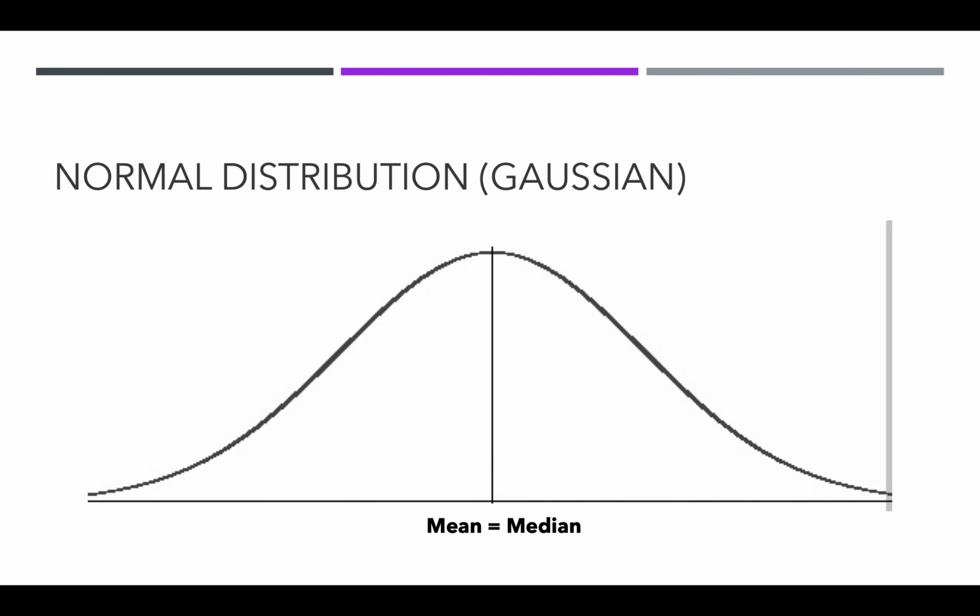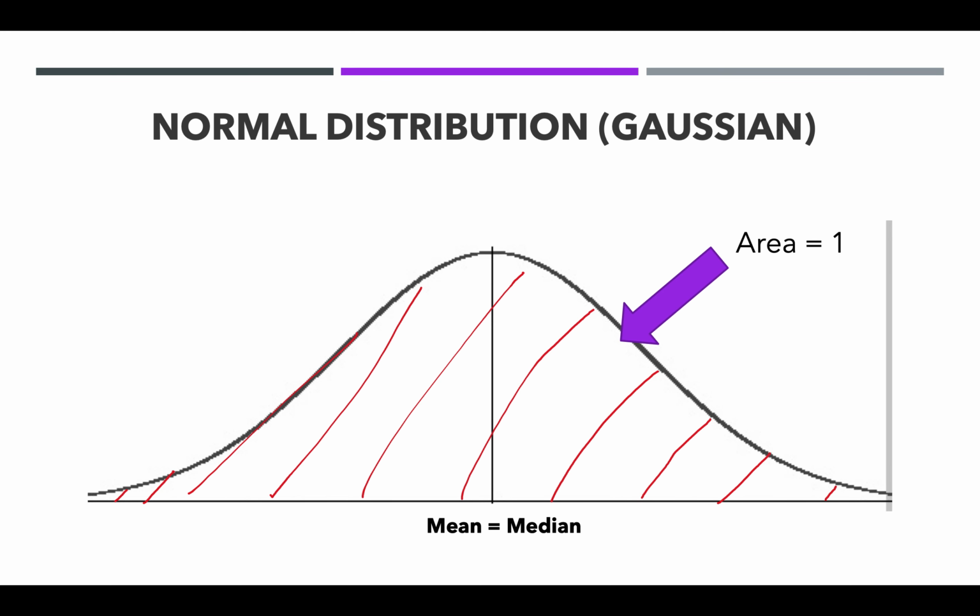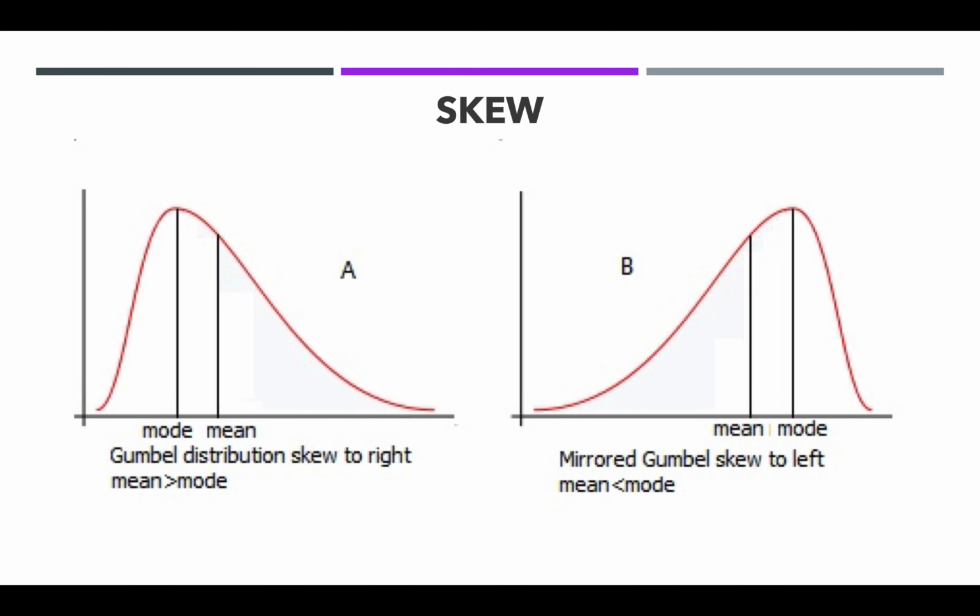We also want to think about, with normal distribution, the standard deviation that's used to measure the spread of observations from the mean. The area of a bell-shaped curve is always going to be 1.